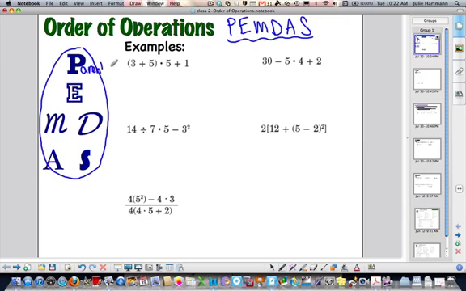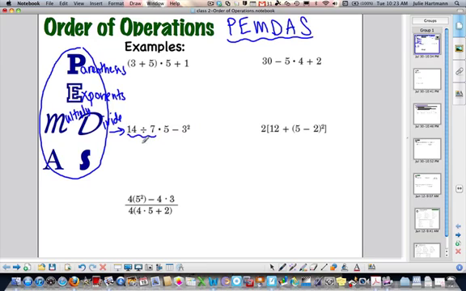parentheses, exponents, M is multiply, and D is divide. One thing to remember is you do those in the order that they come, okay? If, for example, right here, divide comes first and then multiply, you do it in the order that it comes.